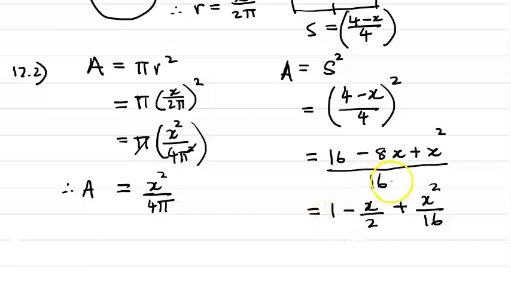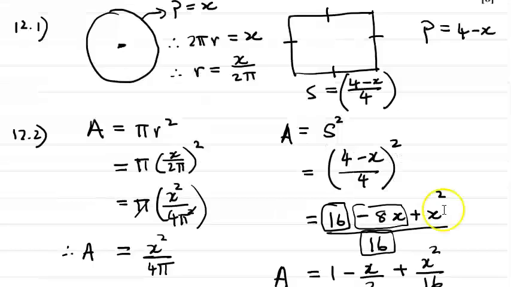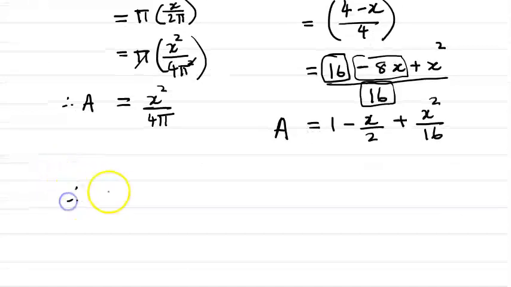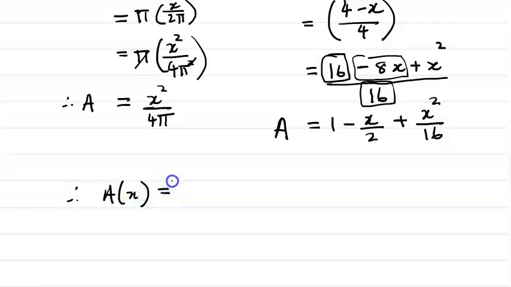Remember, when we've got a monomial denominator, we can take each term in our numerator and divide it by our denominator. So minus 8x over 16, 8 into 8 one time, 8 into 16 two times, so we're left with minus x over 2 and positive x squared over 16. So therefore, the area of the square is equal to 1 minus x over 2 plus x squared over 16. So the total area, they want the sum of the areas, will be, therefore, a of x, or f of x.